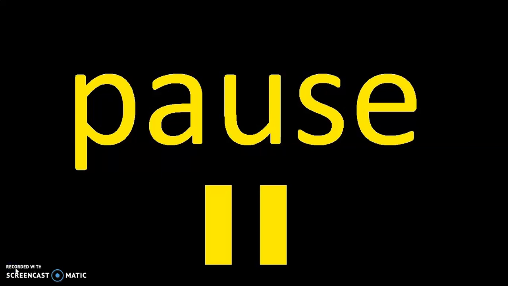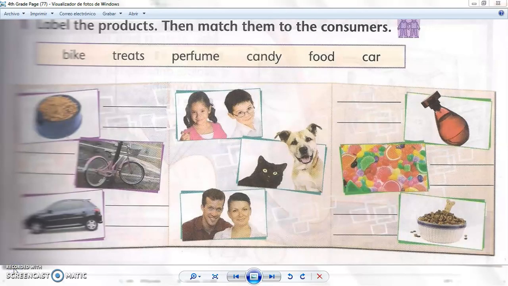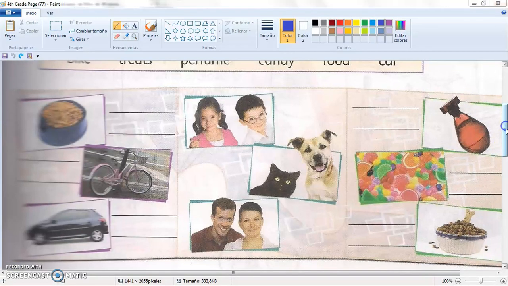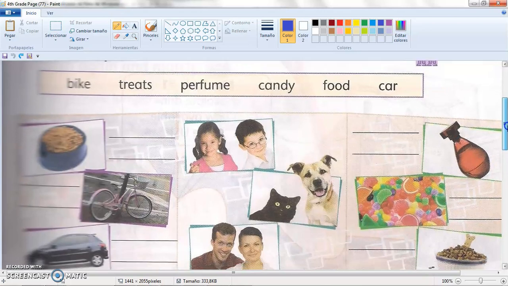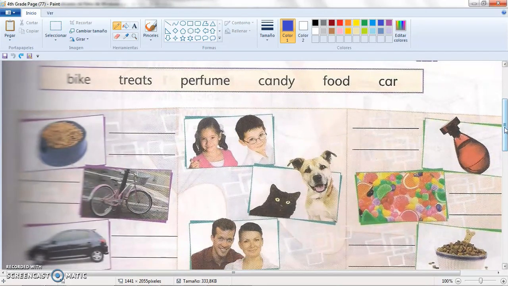Here are the polls and here are the answers. Okay, time to solve it. I think that you should have that, but let's see the answers. And here we go. First, the labeling. We're going to label that, so let's do the bike. Which one is the bike? ¿Cuál es the bike? Okay, that is the bike.